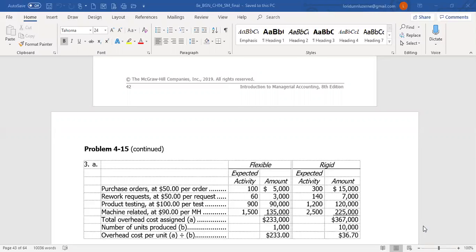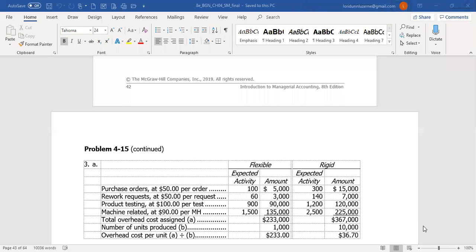The activity, the number of orders for the rigid model is 300 times $50, so $15,000. The number of rework requests for the rigid will be 140 times $50, $7,000. The total number of tests for the rigid is 1,200 times the $100 per test, so $120,000 is assigned to the rigid due to that activity.